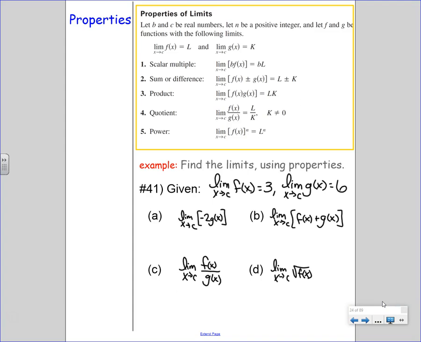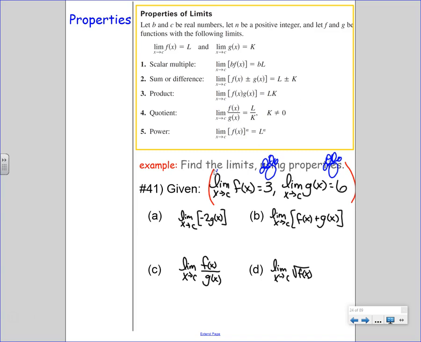These properties help us if they give us no graph, no function, but they give us clues. They're like, hey, I'm not going to tell you much, but I am going to tell you a limit of this guy and a limit of that guy. They're giving us two separate little clues. And then they say, can you use the properties to tell us what the limits will be?